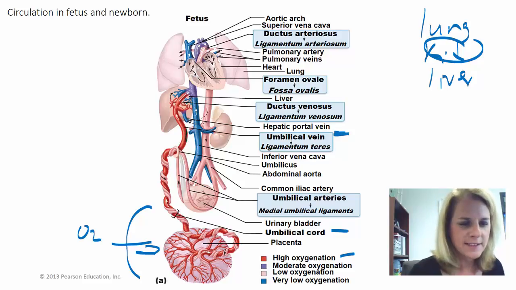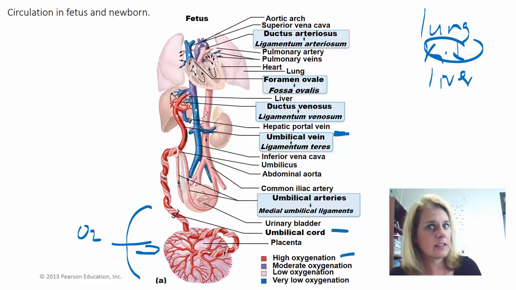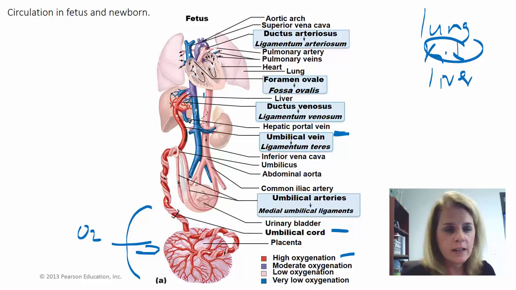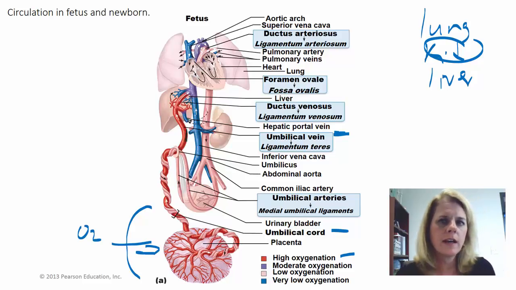This bright red is the umbilical vein. So it's returning blood to the fetus, to the fetus's heart. It's going to travel up the umbilical cord to the umbilical vein, and then there is a shunt. It bypasses the liver because it's already been cleansed and taken care of.